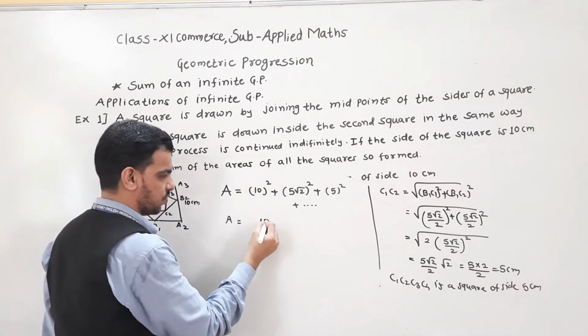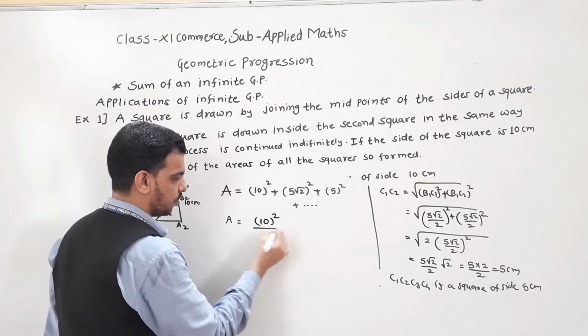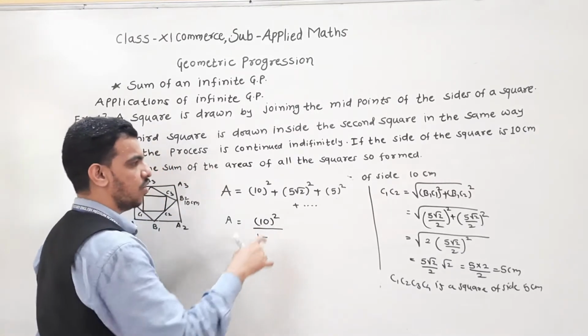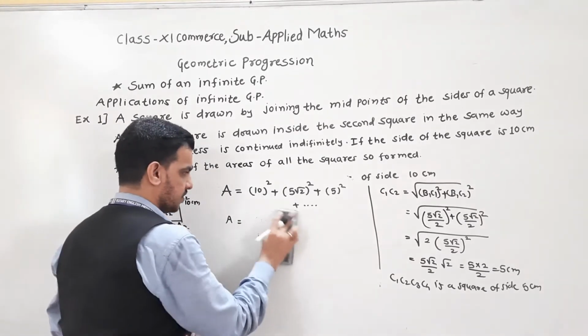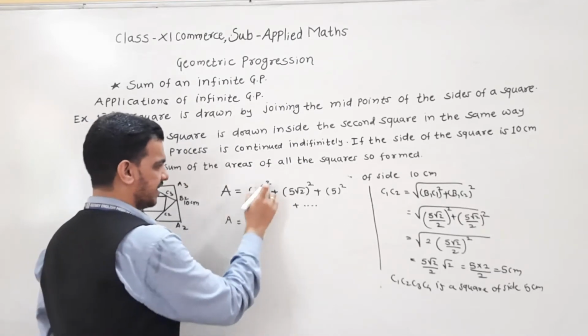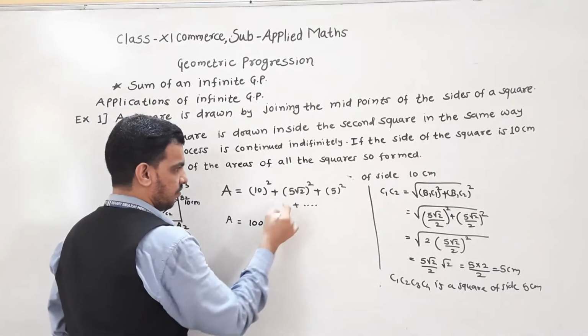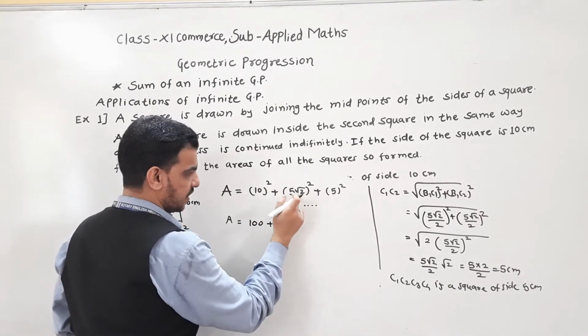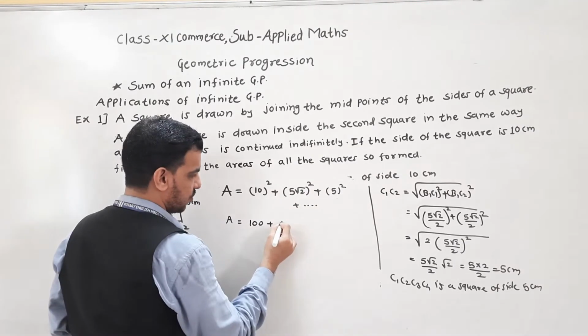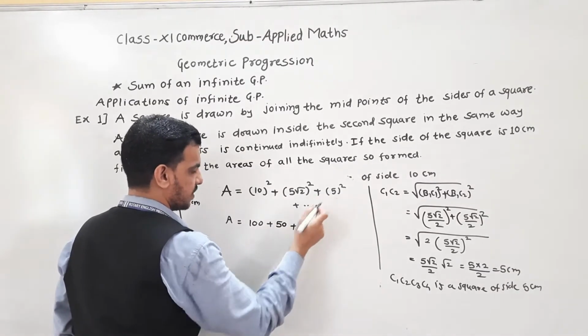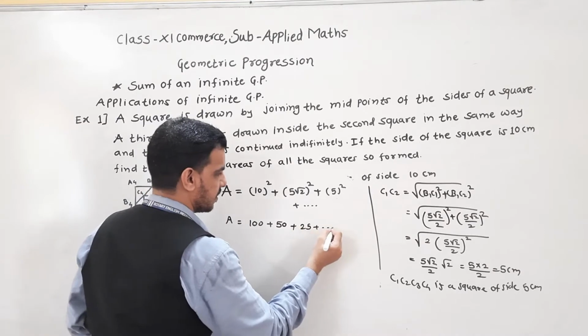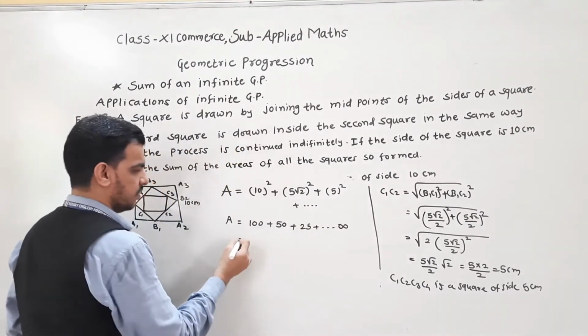So A is 10 square upon 1 minus R. Now if we simplify this, 10 square is 100, 5 root 2 square is 5 square is 25, root 2 square is 2. So 25 into 2 is 50, plus 5 square is 25, plus and so on up to infinity.